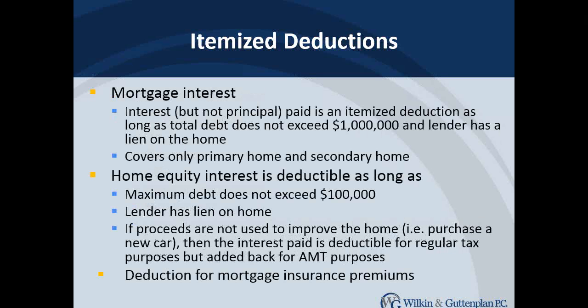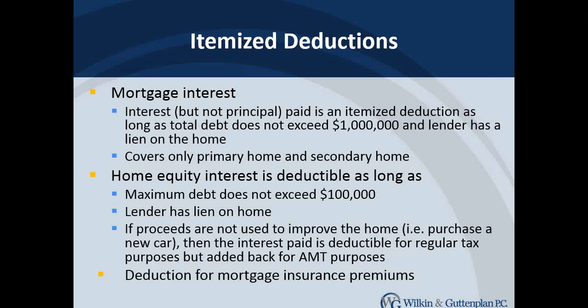So specifically, let's talk about some of these deductions. The first we'll talk about is mortgage interest. So this is interest that is on your primary residence or up to one secondary residence. And in order for this to qualify as a mortgage interest deduction, the lender actually has to have a lien on the home. And as far as the amount of the deduction, the total acquisition debt for the mortgage interest cannot exceed $1 million. Once your total debt exceeds $1 million, then you'll only be able to deduct a pro rata portion of the interest.